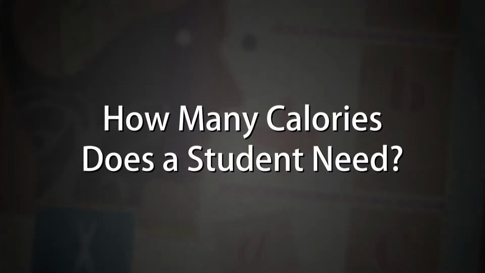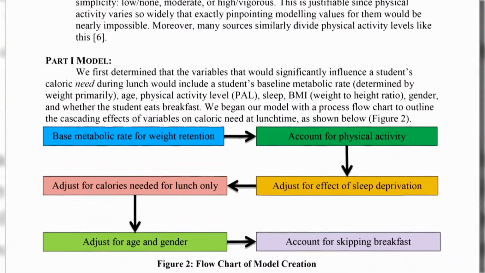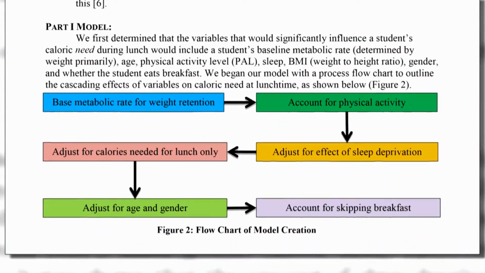For part one, where we were asked to develop a model to predict how many calories a student would need at lunch, we considered many variables that go into how many calories a student actually needs, whether it be his or her gender, their age, their body mass index, which is the relationship between their height and weight, how much sleep they got in the morning, whether they ate breakfast or not. So all of these factors went into our part one model.